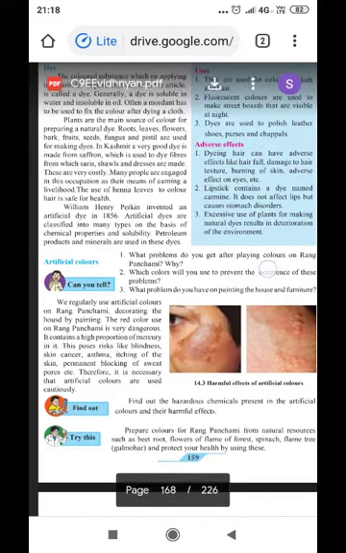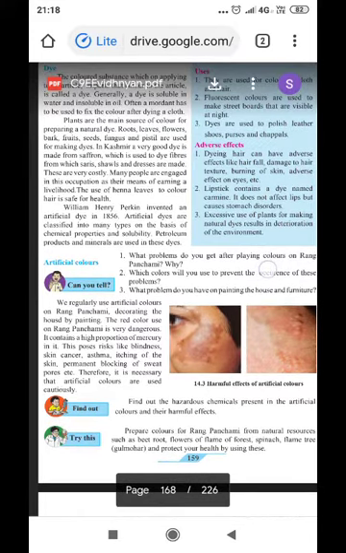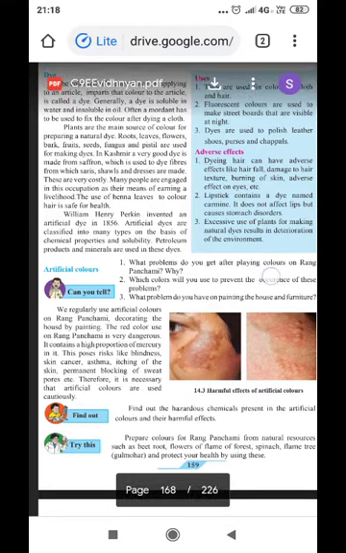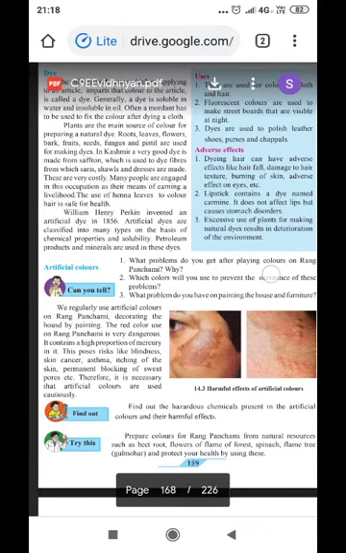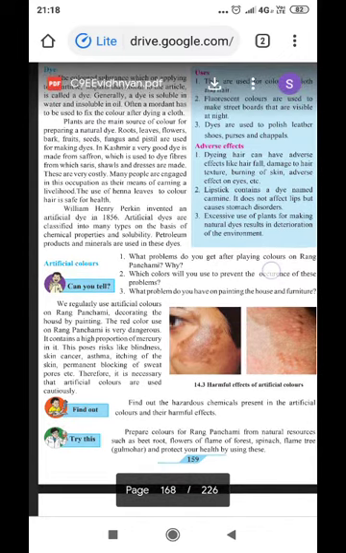In Kashmir, a very good dye is made from saffron, which is used to dye fibers from which saris, shawls, and dresses are made. These are very costly. Many people are engaged in this occupation as their means of earning a livelihood. The use of henna leaves to color hair is safe for health.